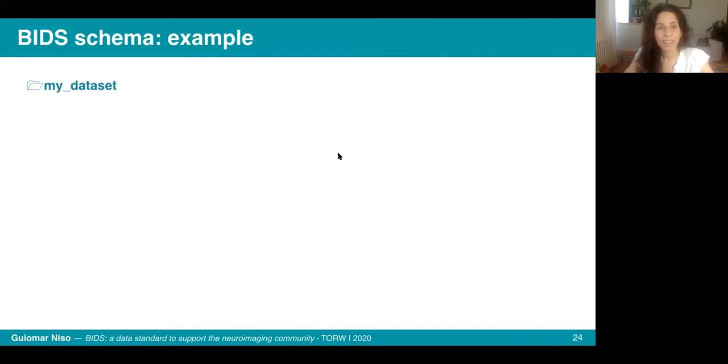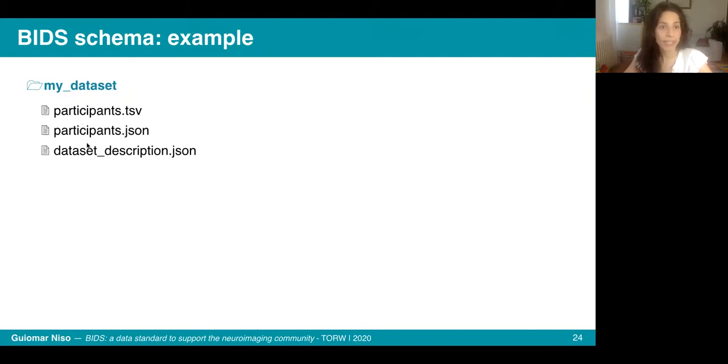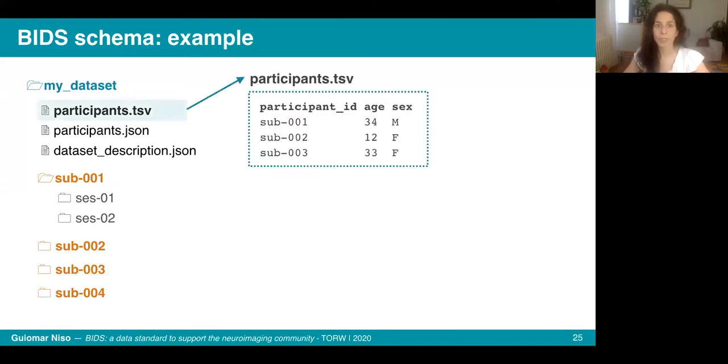And let's go through a detailed example dataset. You will have my dataset folder, and inside this you will have some description files like participants TSV or JSON, dataset description. Then you will have your subjects and your sessions inside your subjects. And if you go to the participants file, this is what you have inside. It's just a TSV file with some keywords like participant ID, age, sex, very simple. And sometimes it's also recommended to have an adjacent JSON.